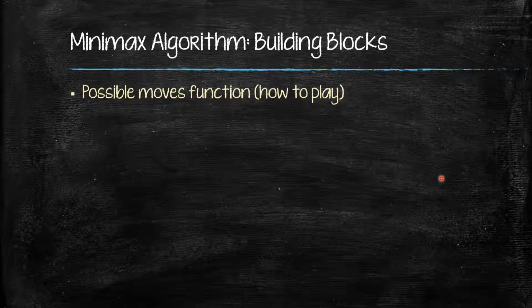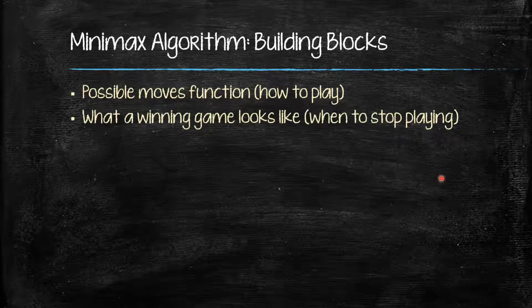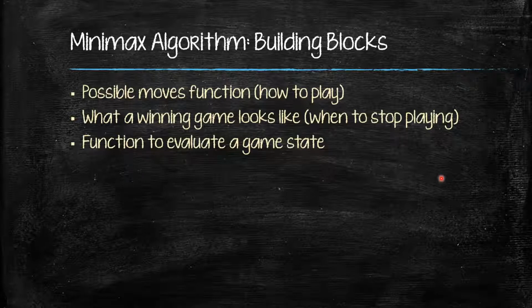To do this, the min-max algorithm needs a few things. So it needs some way of knowing all the possible moves, which is to say that it needs to know how to play the game. If it's a game like chess, it needs to be able to look at the board and figure out what every possible piece can do, and then try all of those moves. It needs to know what a winning game looks like. So essentially, it needs to know when to stop playing. It needs a function also to evaluate a game state. So in tic-tac-toe, we just assigned it 1 and -1 and a 0 for a draw. In a game like chess, though, you might not be able to look all the way to the end game.